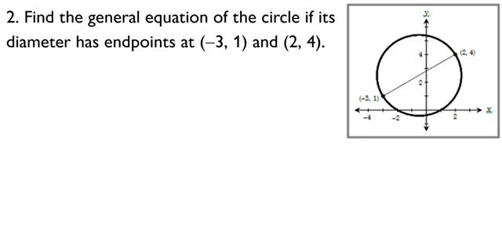The diameter is the longest chord that passes through the center. So I could say here that the center is actually the midpoint of those 2 points. So let's solve for the center. What's the formula for the midpoint? Isn't it (x1 plus x2) divided by 2, comma, (y1 plus y2) divided by 2. Therefore, it would be (negative 3 plus 2) over 2, (1 plus 4) over 2.